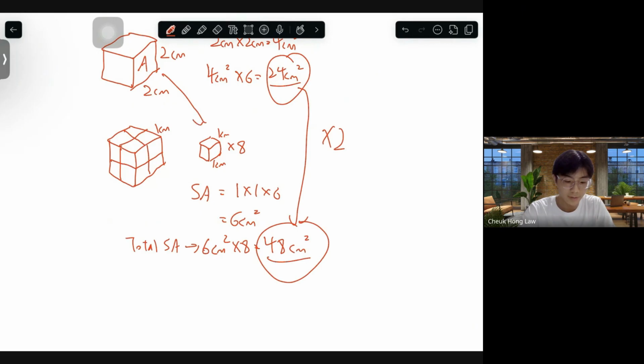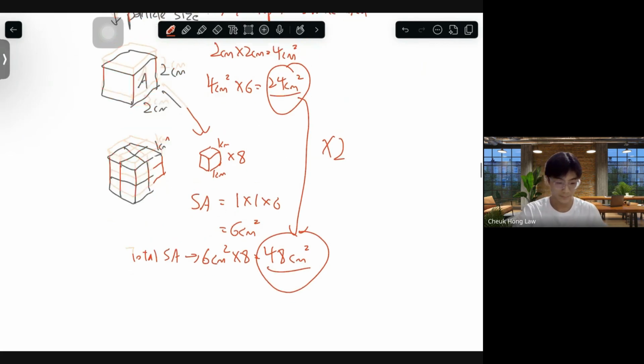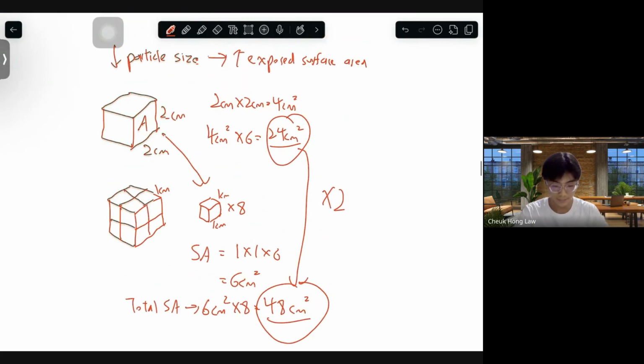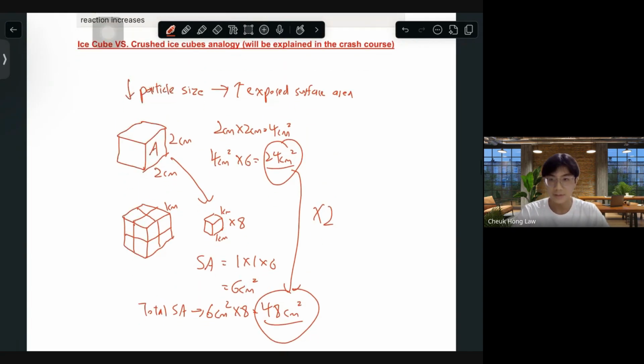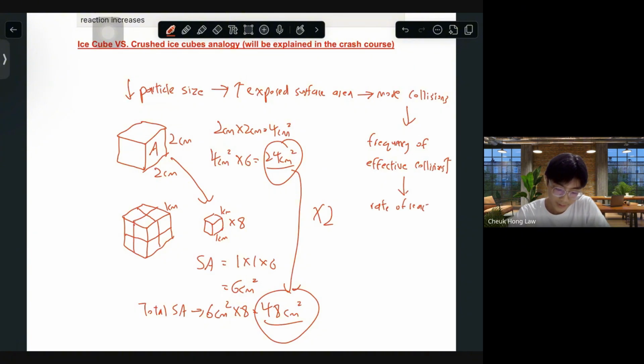When I cut this particle into 8 pieces, the total exposed surface area is more. So smaller particle size, larger exposed surface area. Then if there's more exposed surface area, there's more area for collisions. So you have more collisions, and then more collisions, again same thing, means more frequency of effective collisions.